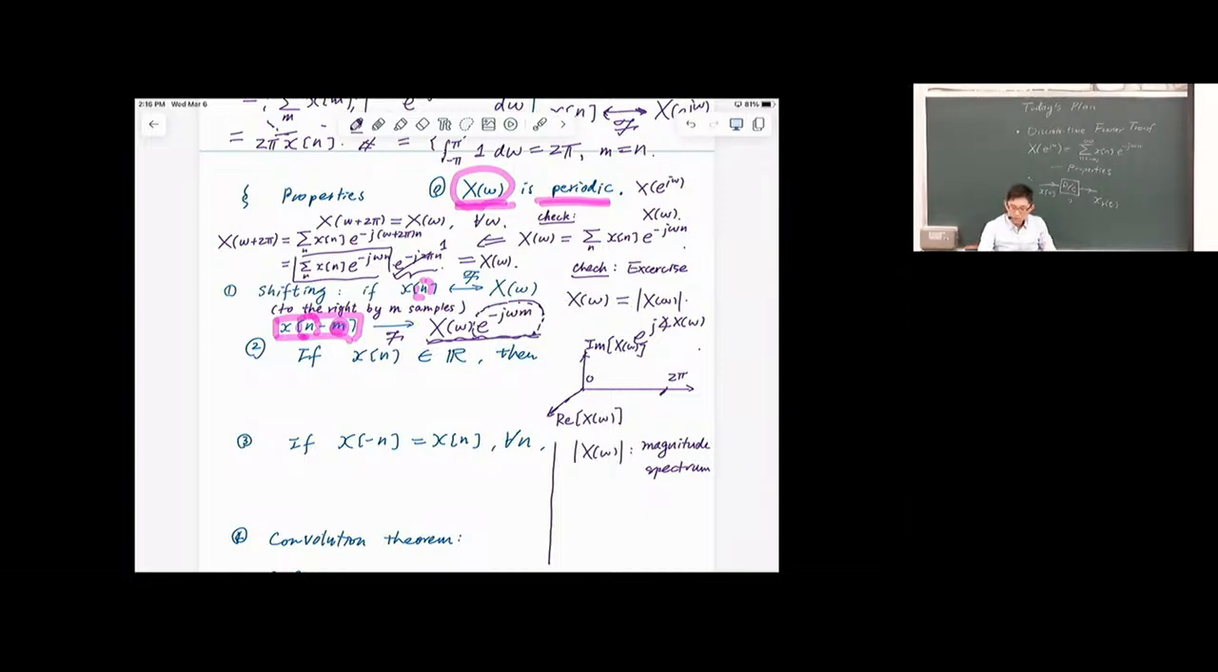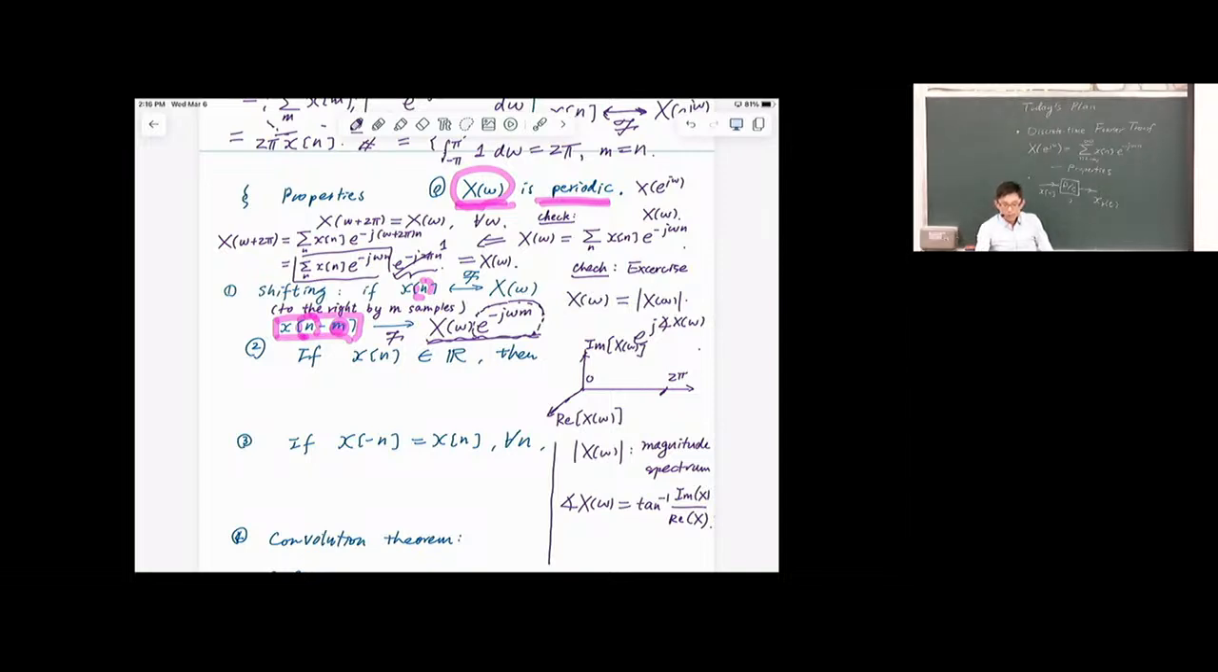Whereas the phase of omega is defined as arctangent of the imaginary part divided by the real part. Sorry, imaginary divided by real: the imaginary part of X divided by the real part of X, and taking the arctangent. That's a phase. That's an angle.